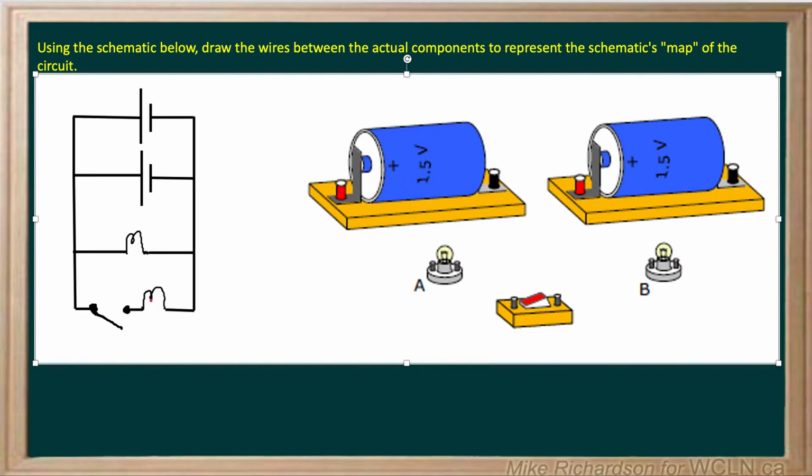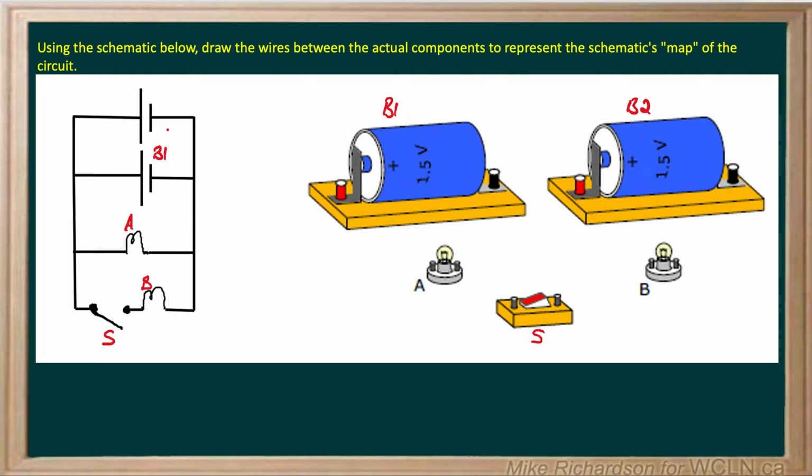But we also have two light bulbs. Now on the right we see light bulb A and light bulb B. So let's call the top one light bulb A and the bottom one light bulb B. There's a switch, which I'll label with an S. So this is our switch in the schematic. That's the symbol for a switch. And then I've got battery 1 and battery 2. And I'll label those accordingly on our diagram as well.